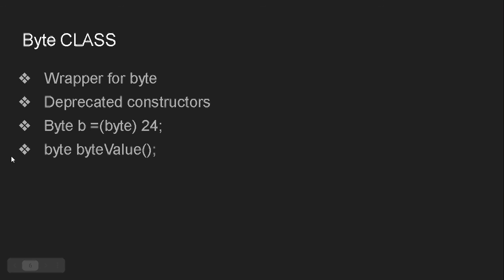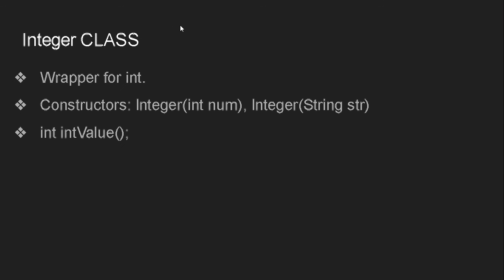And then after that we have this method, which is going to return the wrapped byte value. So if I'm storing 24 into this particular Byte object, then if I write b.byteValue(), it is going to return 24. All right, after that we have the Integer class.